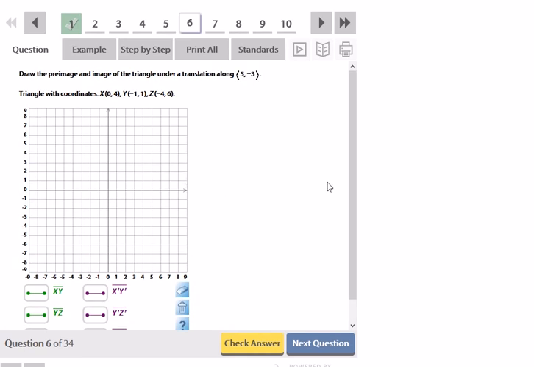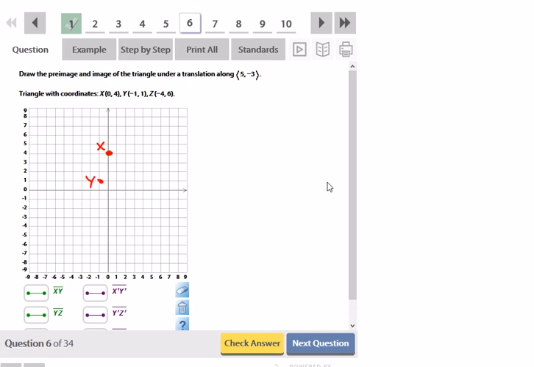Draw a pre-image and an image of a triangle under the translation 5, negative 3. So this happens to be the exact same translation that we just had. It's going to take you 5 to the right and 3 down. And the original triangle is going to be at 0, 4. That's going to be point X at negative 1, 1. It is going to be Y.